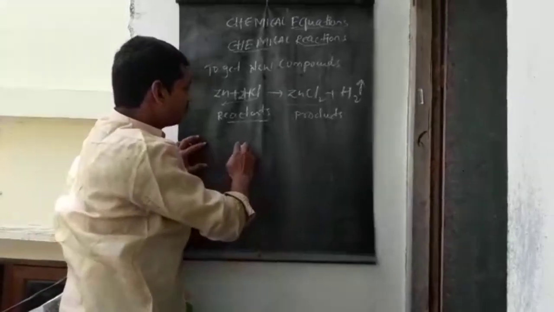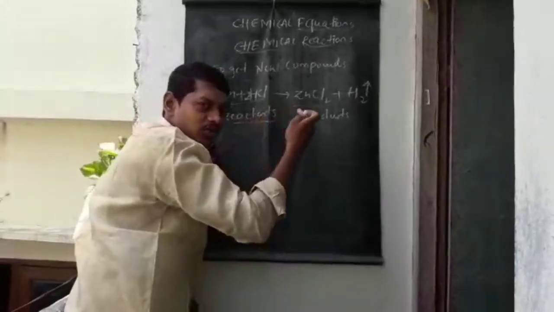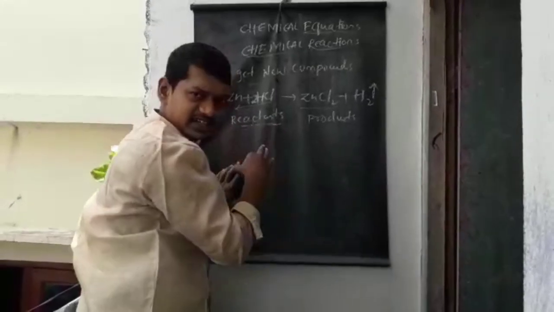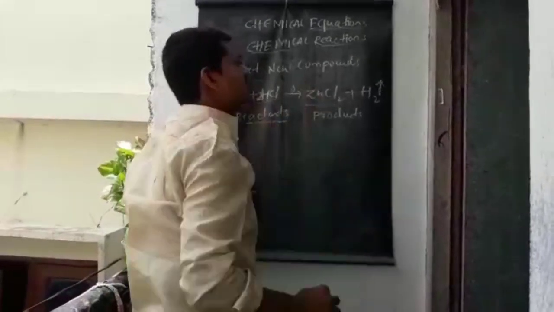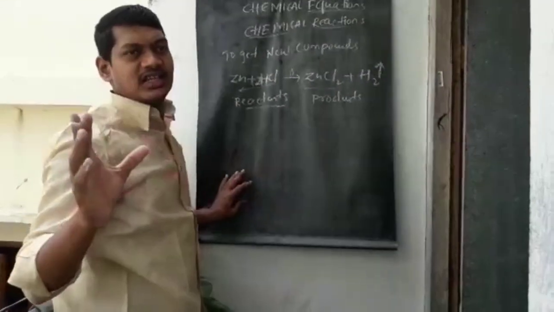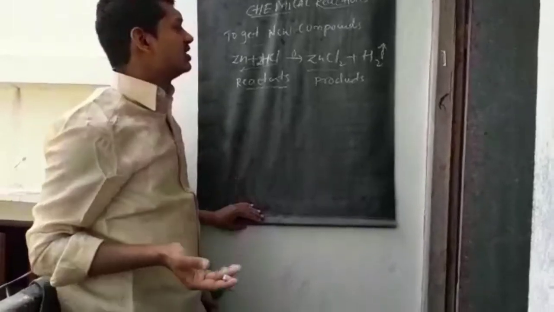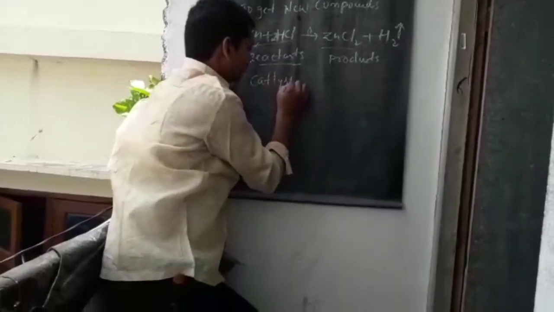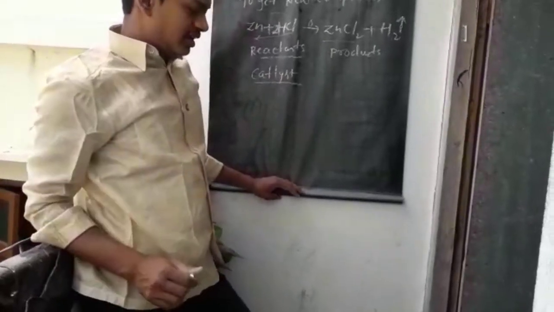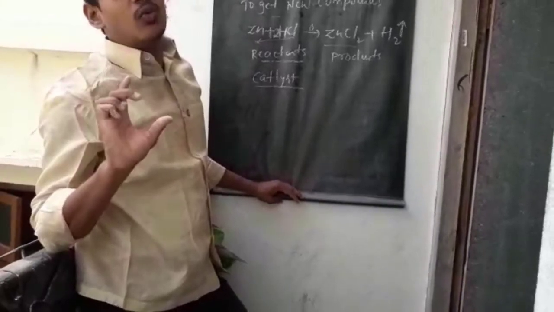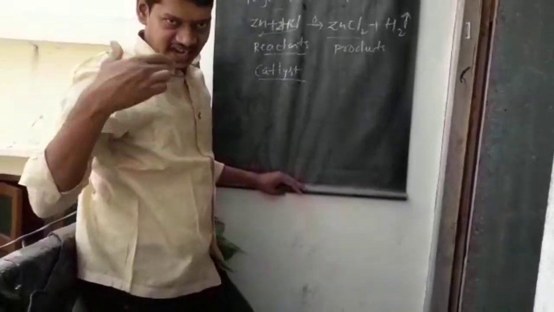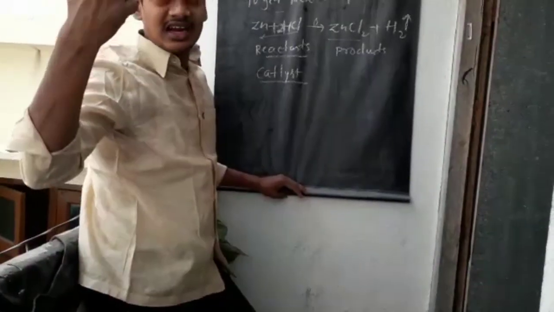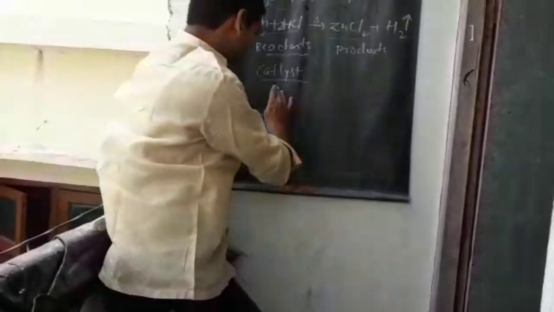So the left side is called reactants and the right side is called products. Above the arrow we indicate the conditions, and below it the catalyst. What is a catalyst? A catalyst does not take part in the reaction, but it can change the rate of the reaction, whether increasing or decreasing. That is called a catalyst.